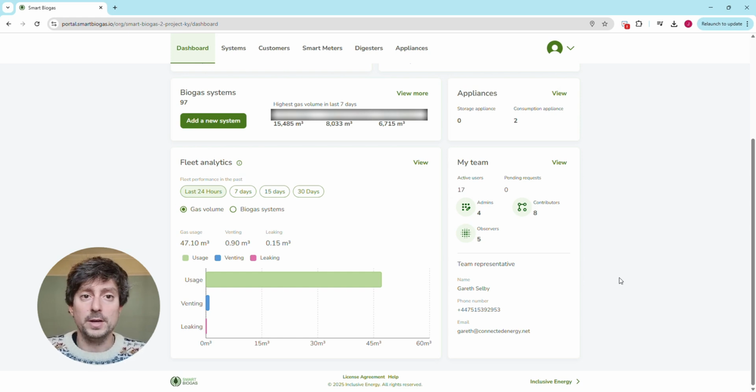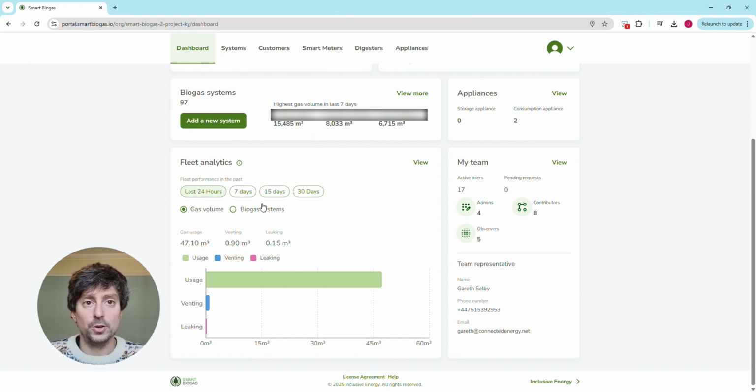Let's talk a little bit about the analytics. The analytics are inferred data from the data that we receive from the smart meters. So I would definitely say that it's not measured data. Keep that in mind when you're reading it and using the data. I can tell you a little bit about how things are calculated.